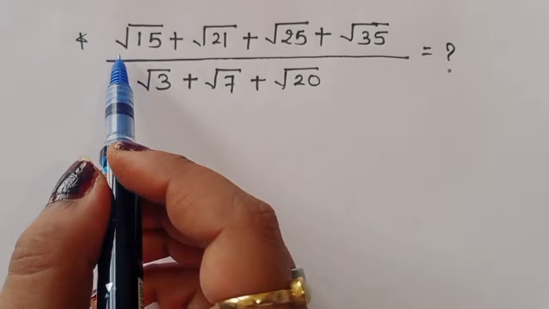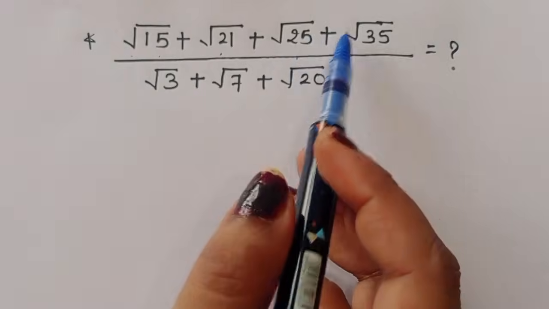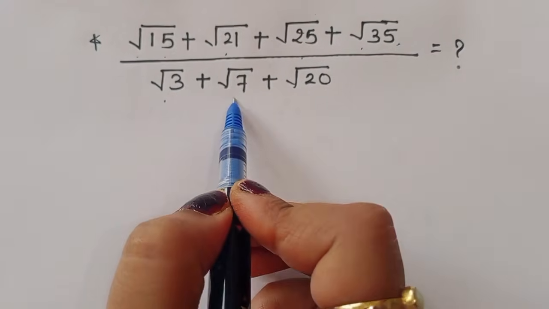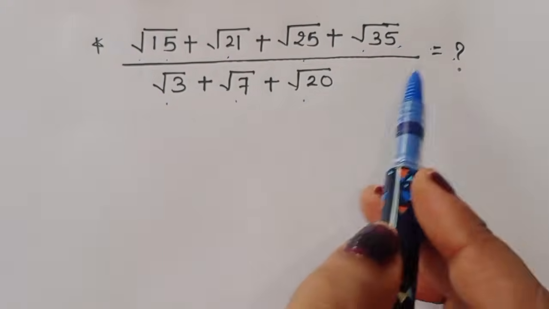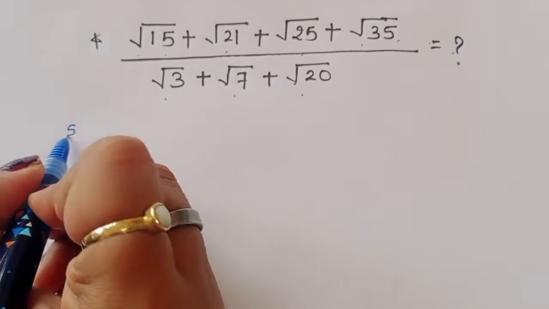Question: given (√15 + √21 + √25 + √35) divided by (√3 + √7 + √20) is equal to what? We have to find out the value of this term. How can we find the value of this term? Let's see the solution.